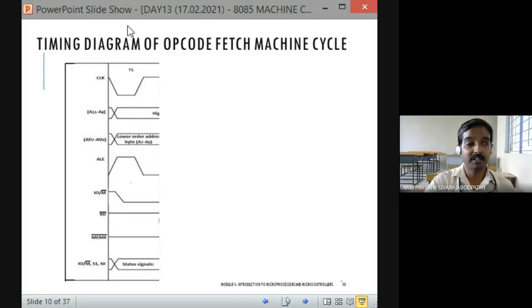Now we will continue. The opcode fetch cycle is communicating with memory or an IO device. From where is it fetching the opcode? From memory or IO device?